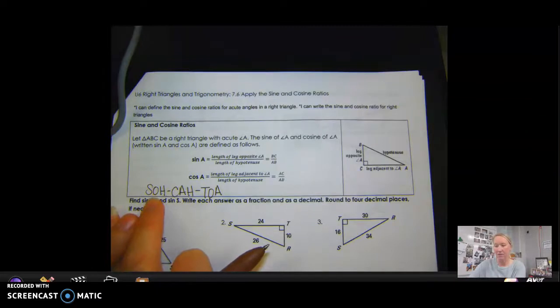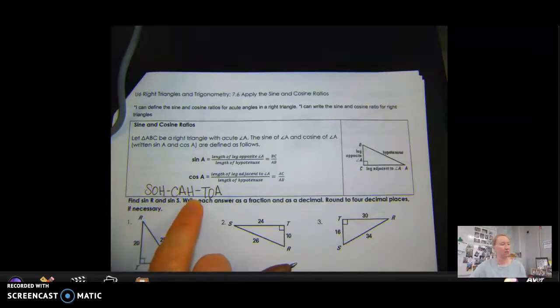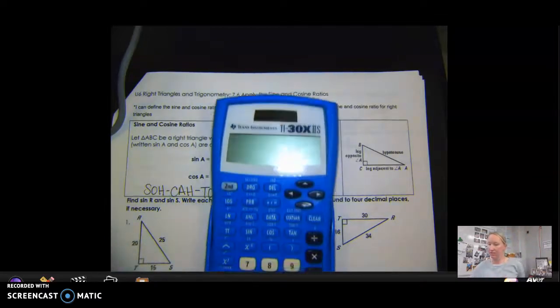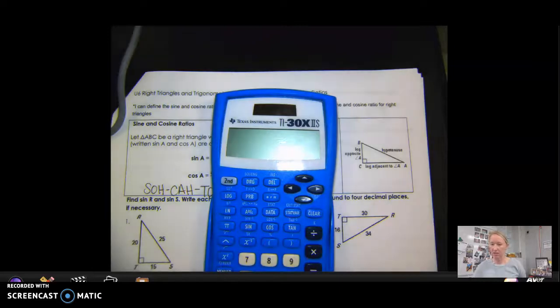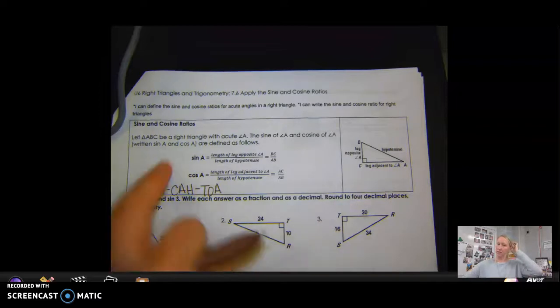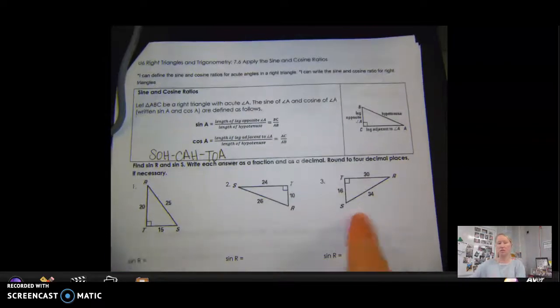Sine is going to be opposite over hypotenuse. Cosine is going to be adjacent over hypotenuse. And just like with the last section, you must have a calculator that has those three functions on it, the sine, cosine, and tangent functions, because you'll need that. Okay, so I think instead of talking about this, we're going to go down and try them.